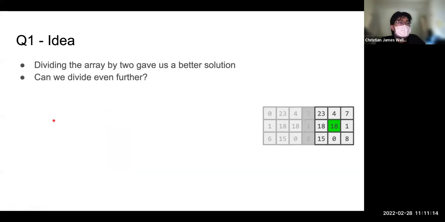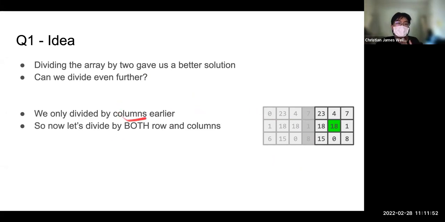So let me put it in slides form, explaining a bit further why the design is as such. Here's the idea. We try to divide the array by 2 to give us a better solution. Initially, we just search the entire array naively, which is the O(mn) solution. But we improve upon it by dividing by the column and then recursing into one half. That improves one dimension: the n brings down to log n, becoming O(m log n). So here's the idea: can we divide even further?